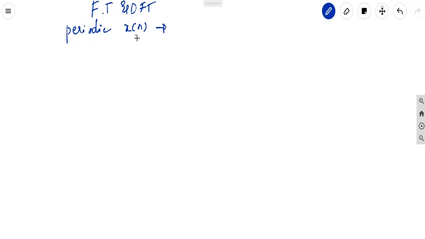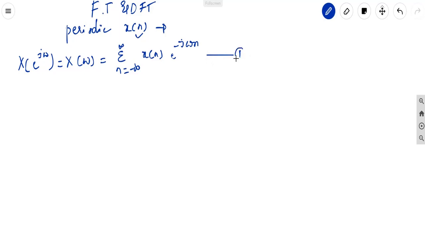If I take a Fourier transform for x of n, then the equation becomes x of e to the j omega, which could also be written as x of omega. This is equal to summation n equal to minus infinity to plus infinity. What is the input? Input is your x of n, on which we are taking Fourier transform. So x of n into e to the power of minus j omega n. Please take this down as equation 1.